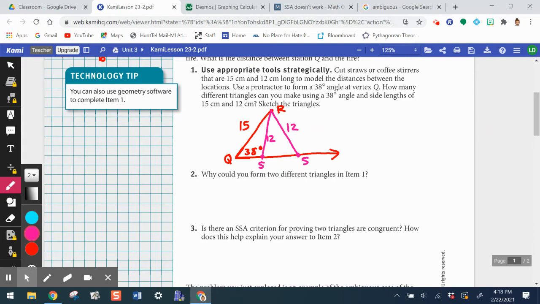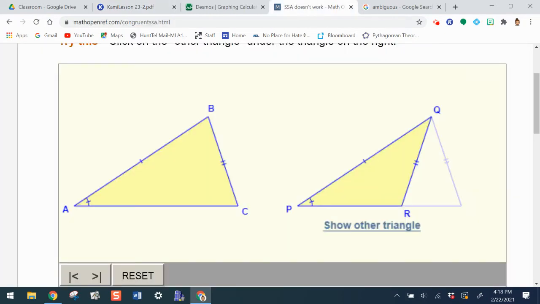So I'm going to pull up another tab here, something that we looked at when we explored side-side-angle. Right now, when I click that button, you're looking at two triangles that are in fact congruent. Not playing any games with you. So assume that angle A is 38 degrees, angle P is 38 degrees. The distance from A to B is 15, just like the problem was. The distance from P to Q is 15. The distance from B to C is 12, and the distance from QR is 12.